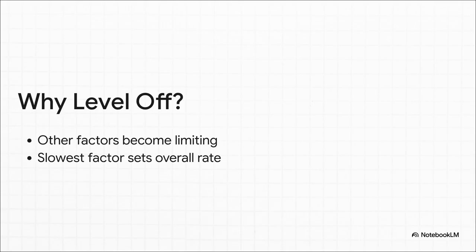For instance, you could blast a plant with all the light in the world, but if it has very little carbon dioxide, it's not going to matter. The essential rule to remember is that the slowest factor always determines the overall rate. It's a total team effort.